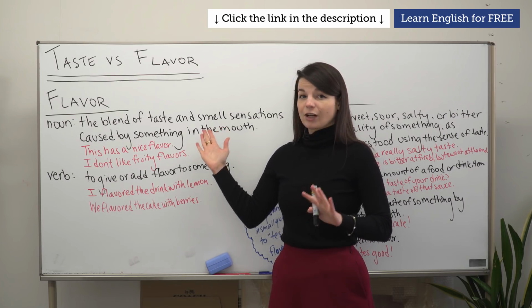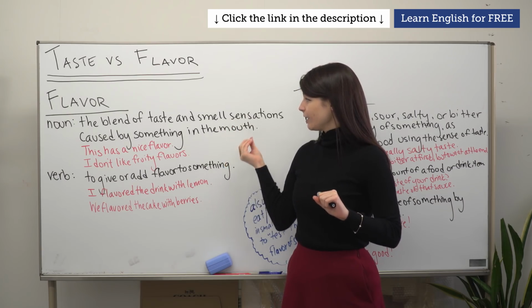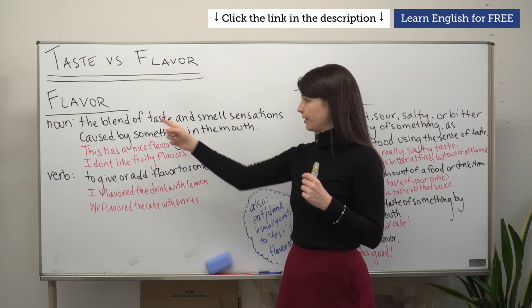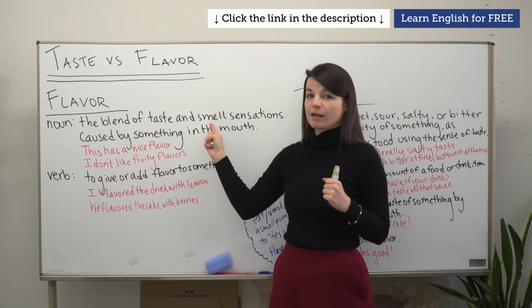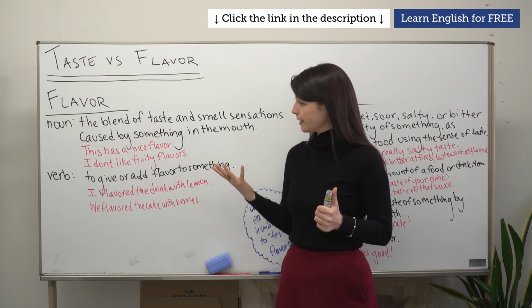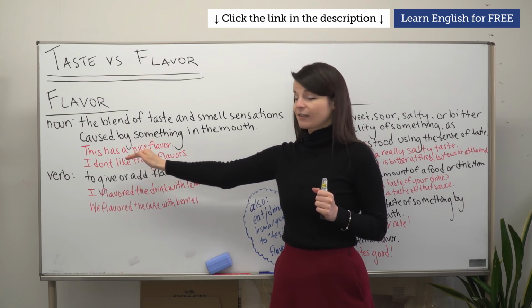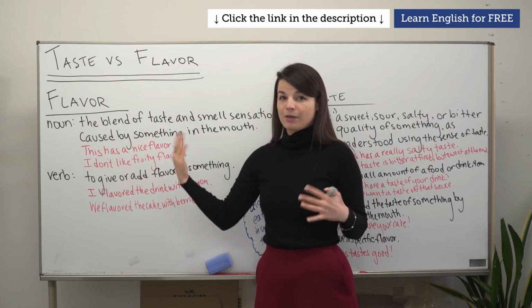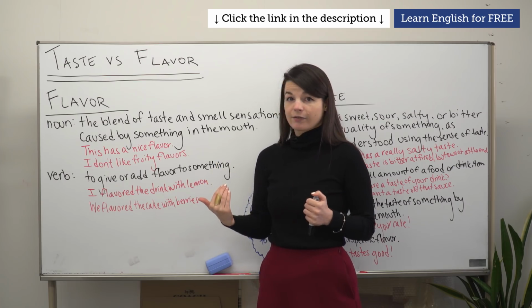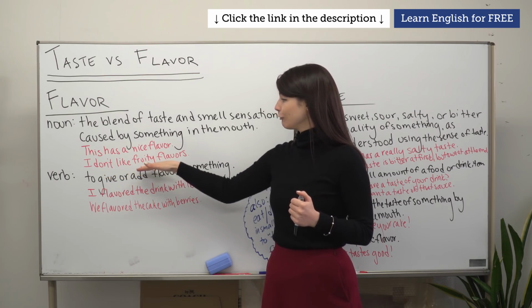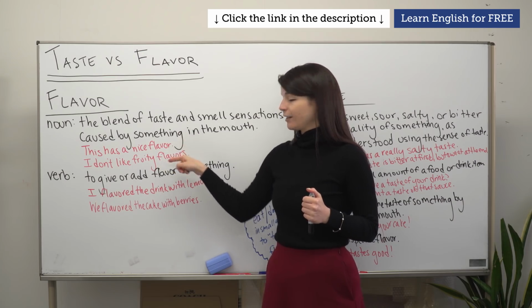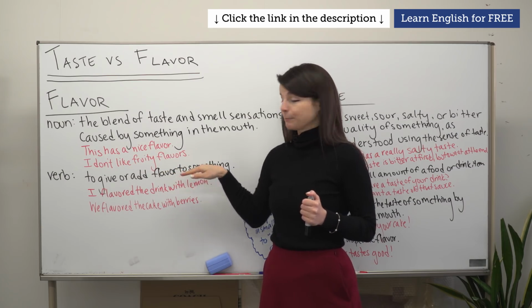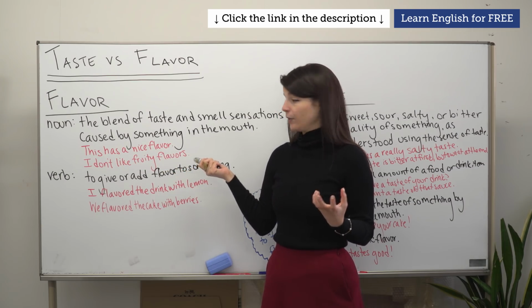The definition of flavor as a noun is the blend of taste and smell sensations caused by something in the mouth. So this is a key point, a blend of taste and smell together in the mouth. So for example, we could say this has a nice flavor. So here we see flavor at the end, where this is the item in the mouth. This food item perhaps has a nice flavor. Or, I don't like fruity flavors. So again, the blend of something in the mouth produces a fruity flavor in this case. I don't like that. So we can use this as a noun, that's one.